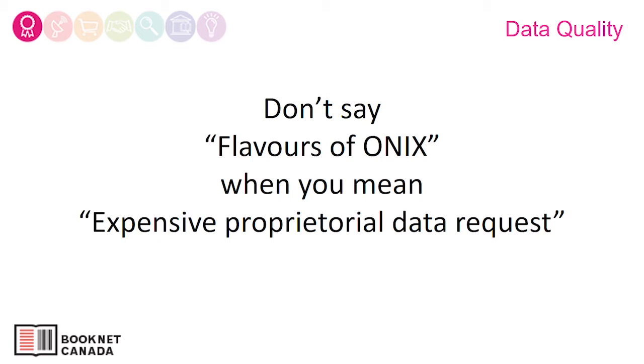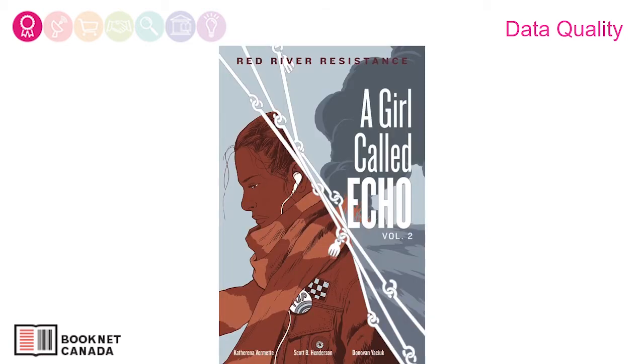Before I define metadata quality, I'd like to review a use case that shows we have options. Next slide. So this is a book cover from a book published by Portage and Main Press. A girl in profile features on the left, with a strong diagonal bisecting the book cover. On the right, a dominant series title, A Girl Called Echo, Volume 2. At the top in small script, the book's title, Red River Resistance. And at the bottom, the author and 2 illustrators.